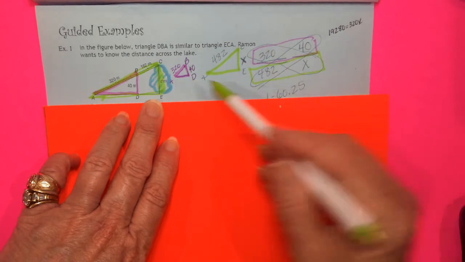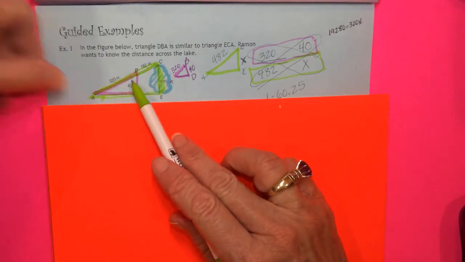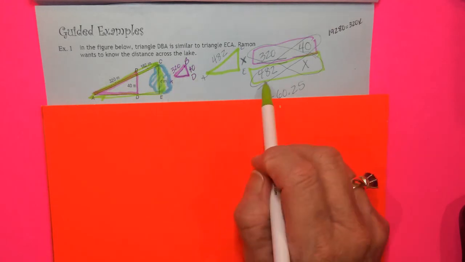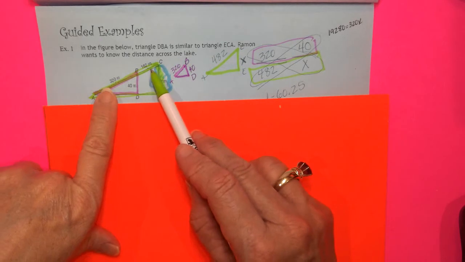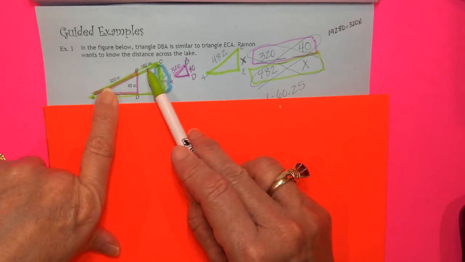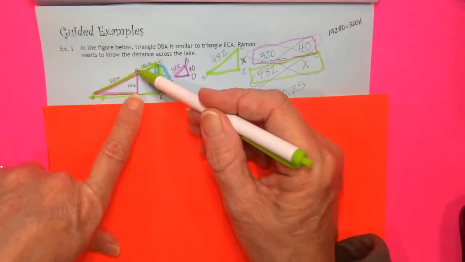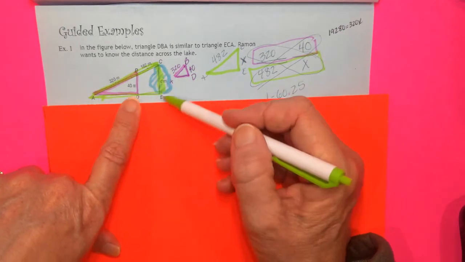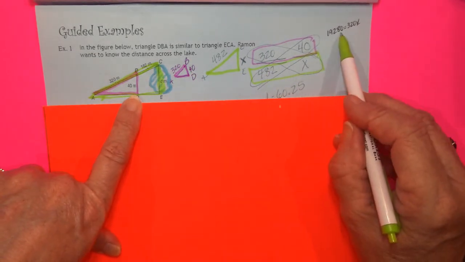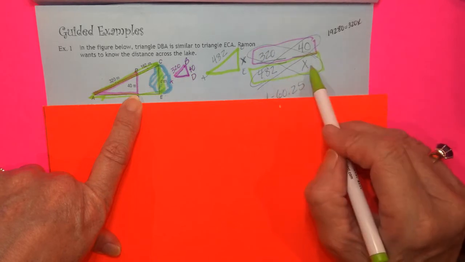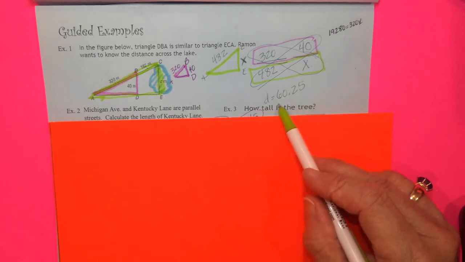So set it up so you put your sides that correspond together. Your 320 is to your 482. 482 is from 320 plus 162. It looks like right there. As 40 is to x. Remember, when it's the bottom part, you have to be sure and add it together. So when you cross multiply, you get 19,280 equals 320x. Divide both sides by 320, and that distance across the lake is 60.25.